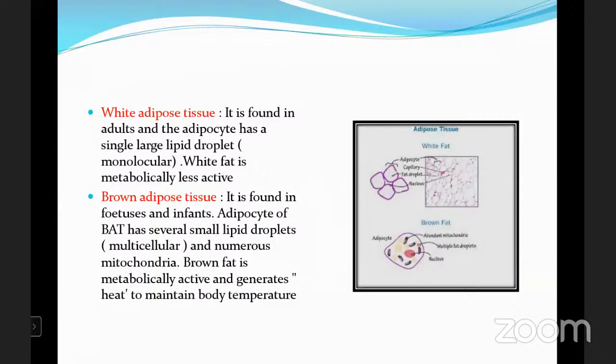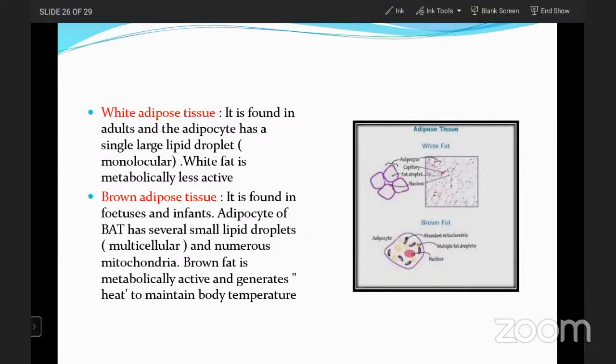Adipose tissue is again divided into two types, white adipose tissue and brown adipose tissue. First, the white adipose tissue. It is found in adults, and its adipocytes have a single large lipid droplet, known as unilocular, and white fat is metabolically less active compared to the brown.